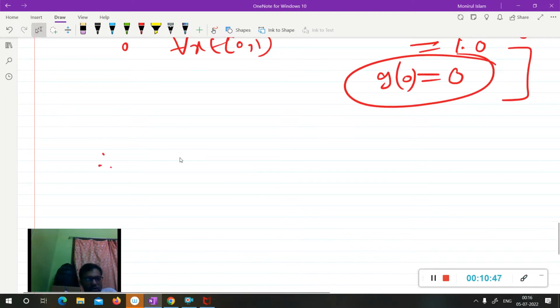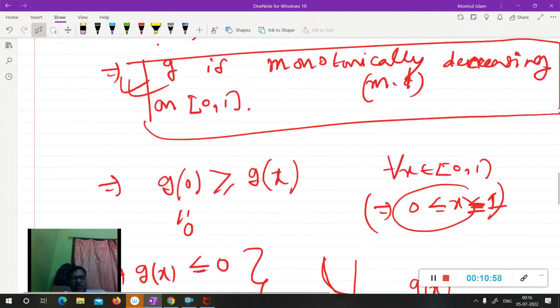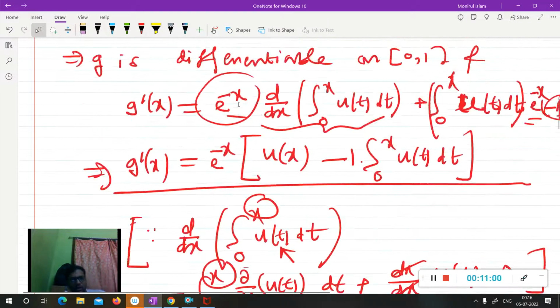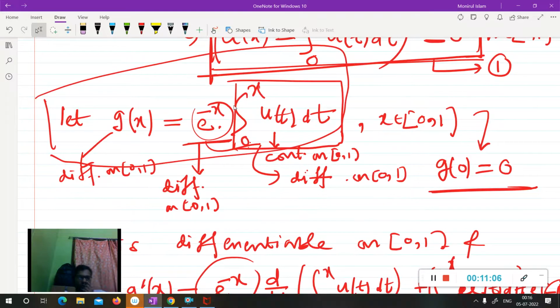Therefore, from here we get g(x) ≤ 0 for x belongs to [0, 1]. Now put the value of g(x). What is g(x)? g(x) is equal to e to the minus x times the integral from 0 to x of u(t) dt. I have defined this previously here.